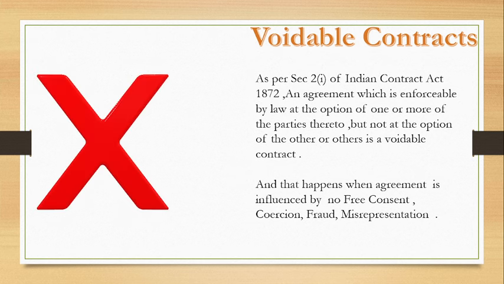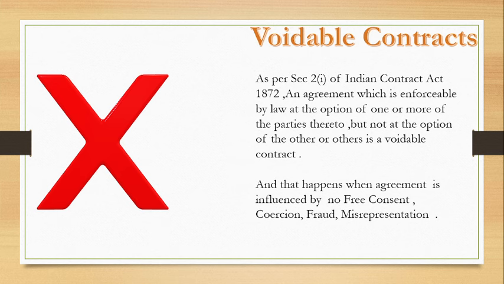Voidable contracts. Now the definition goes, as per section 2(i) of the Indian Contract Act 1872: an agreement which is enforceable by law at the option of one or more of the parties thereto, but not at the option of the other or others, is a voidable contract. And that happens when the agreement is influenced by no free consent, coercion, fraud, misrepresentation.